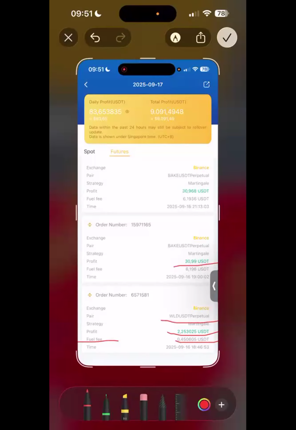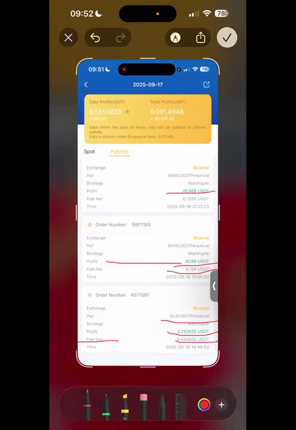30.99 was the profit that was given. How much fuel fee was deducted? 6.198 USDT. RoyalQ says, whatever profit you make, you are going to pay 20% on that profit. They are not deducting that 20% from your trading capital, but from the profit you made. I hope that is clear. Everybody pays it. Provided you have made profit, it's going to be deducted from your strategy fuel.